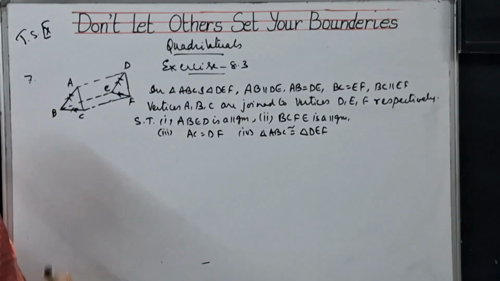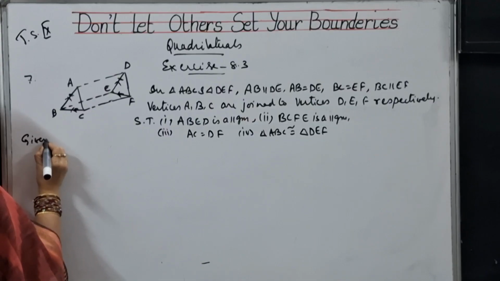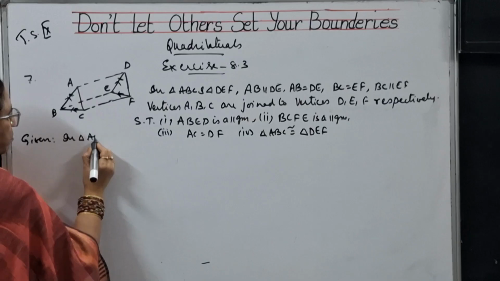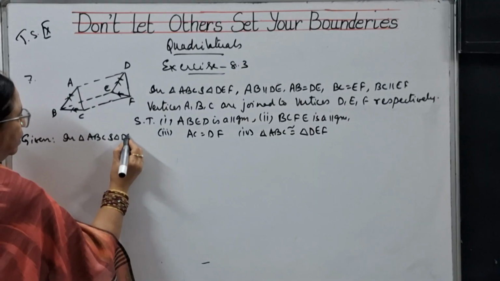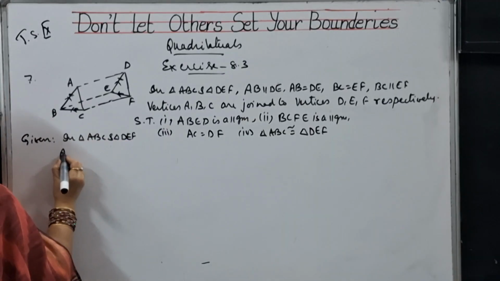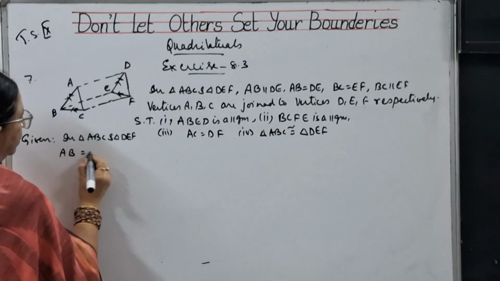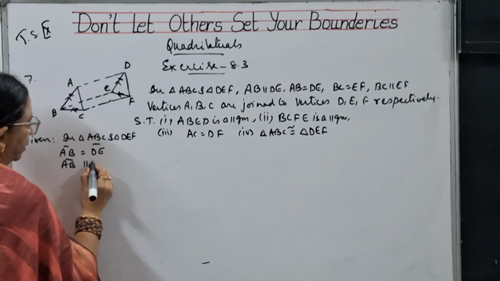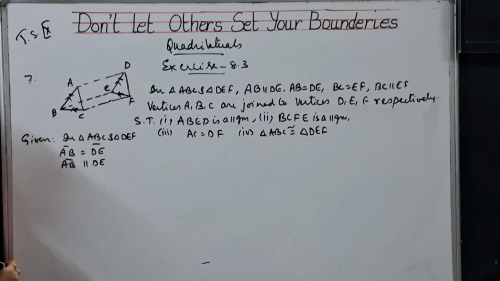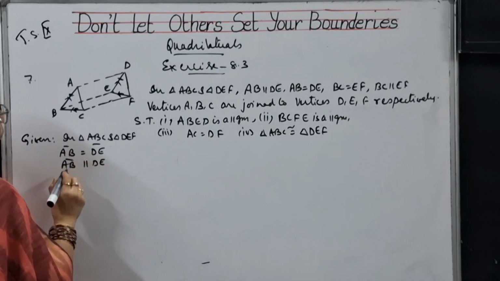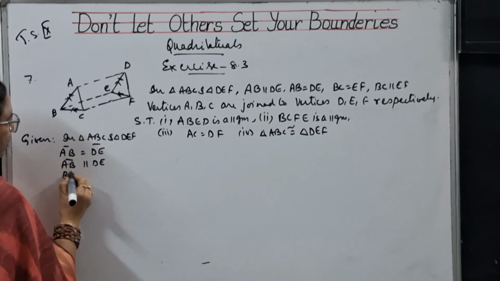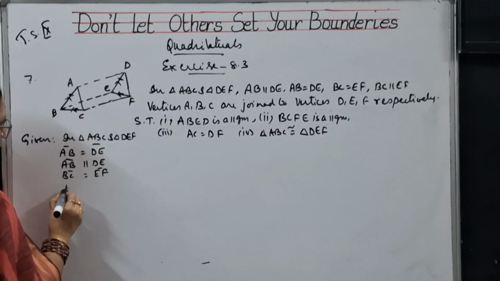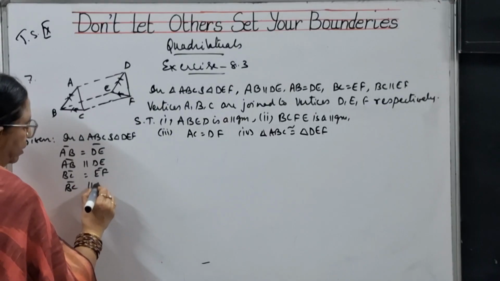Now, what is given? Let me write. In triangle ABC and triangle DEF, AB is equal to DE. AB is parallel to DE. And what else they have given? BC is equal to EF. And BC is parallel to EF.